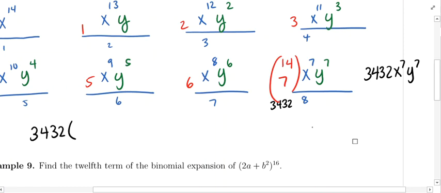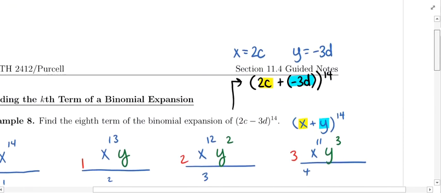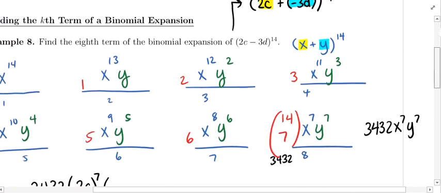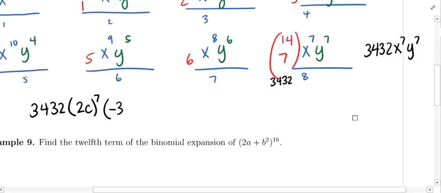So we're going to end up with 3,432. x needs to be replaced with 2c. So we're going to have 2c, that entire thing, the 2c is raised to the 7th power. And then y, we said y is negative 3d. The quantity negative 3d needs to be raised to the 7th power as well. Now we need to simplify this stuff.